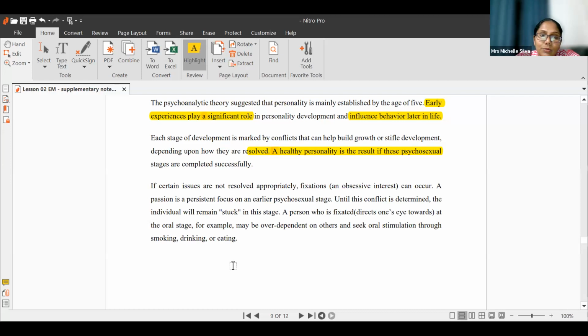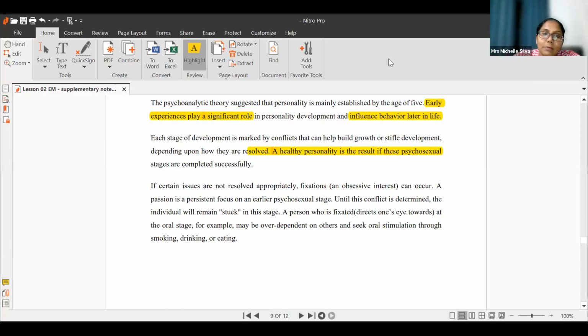If certain issues are not resolved appropriately, obsessive interest can occur. An example of obsessive interest is addiction to drugs or smoking. During the oral stage, if the person did not get an opportunity to suck milk in a sufficient manner, then obsessive interest can occur in their later life.